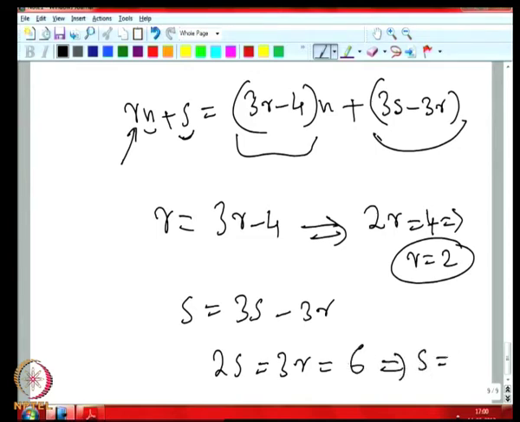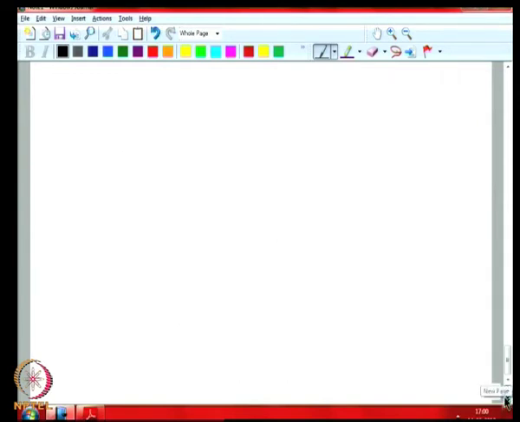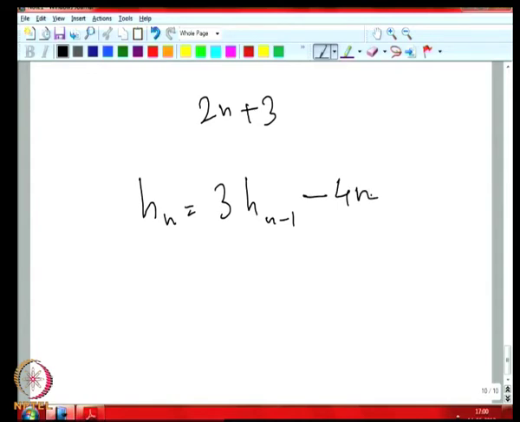S equal to 3. We get r equal to 2 and s equal to 3. So our particular solution is 2n plus 3. So we can try it out. See, if we substitute 2n plus 3 in our recurrence relation, Hn equal to 3 times Hn minus 1 minus 4n, it should indeed work. It will work. So if you want to try it, you can just check it.